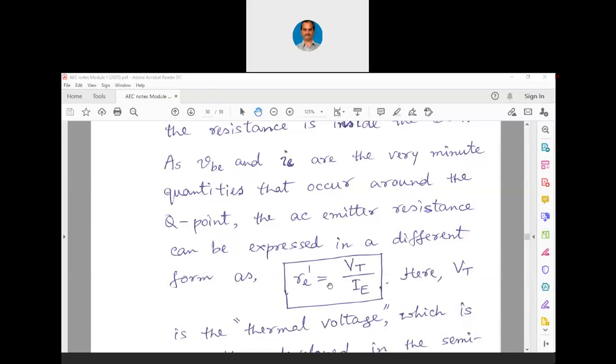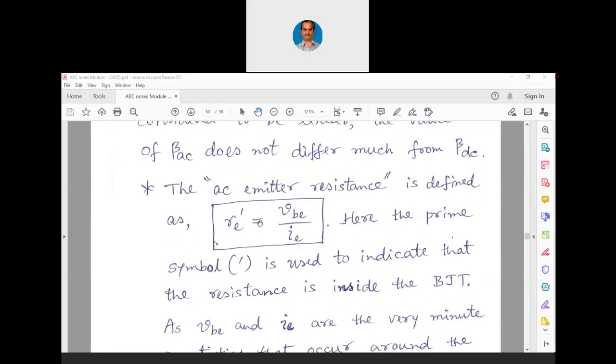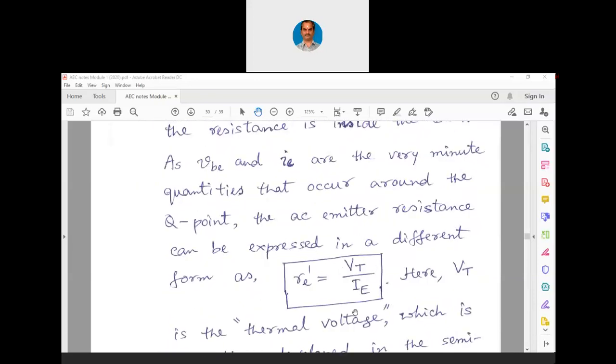So now our life becomes simpler. We need not worry much about the dynamically changing values. The dynamically changing ratio we have now represented as a static ratio, where we know the value of VT and we know the value of IE, so we can easily find the dynamic resistance or the AC resistance of the emitter. Once we find the AC resistance of the emitter, using this factor we can now write a model for the transistor.